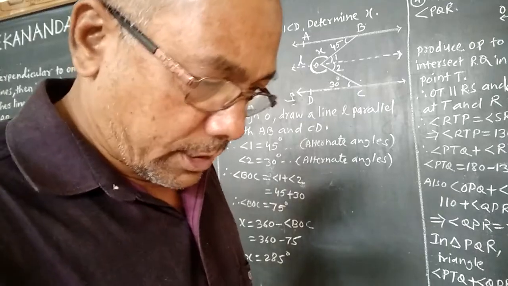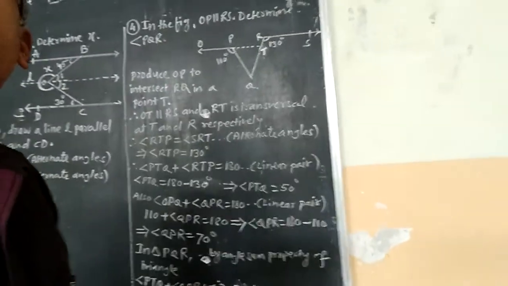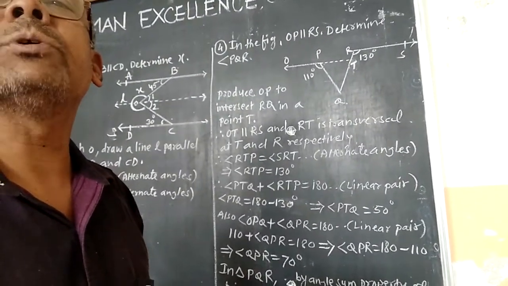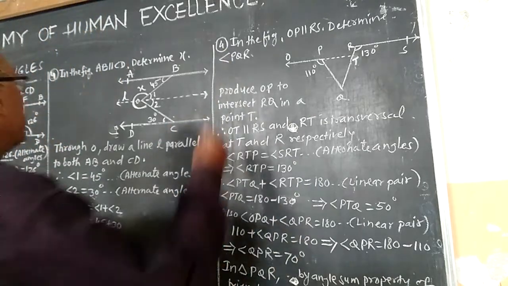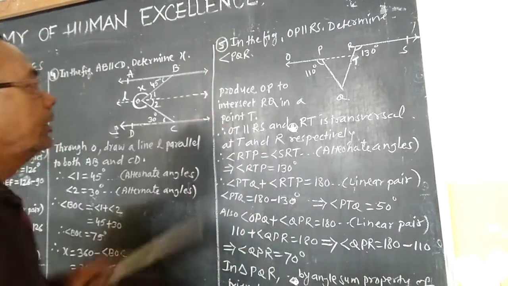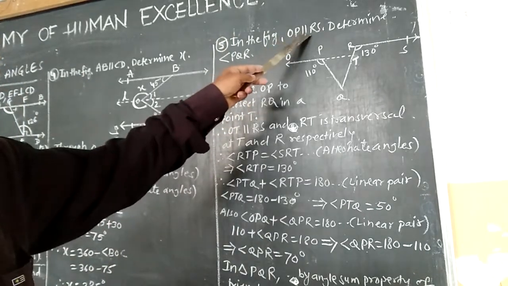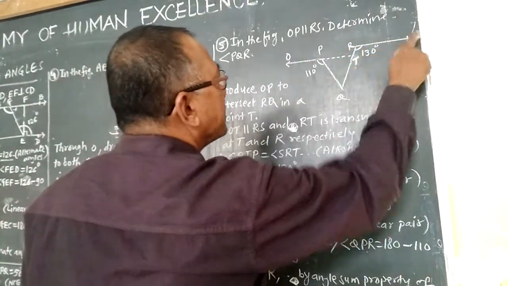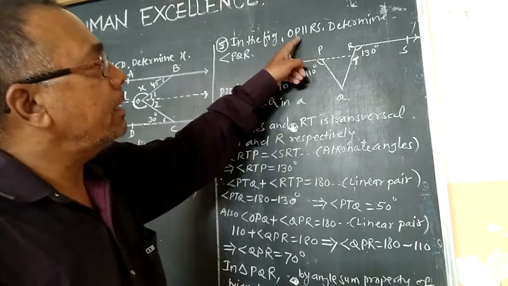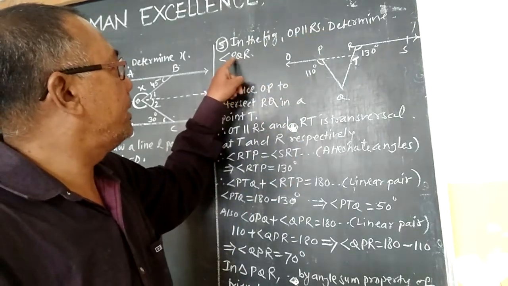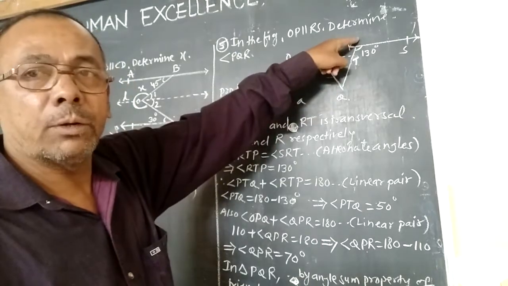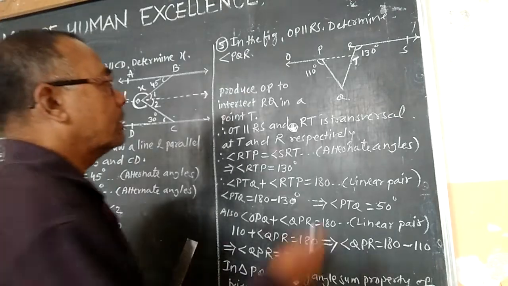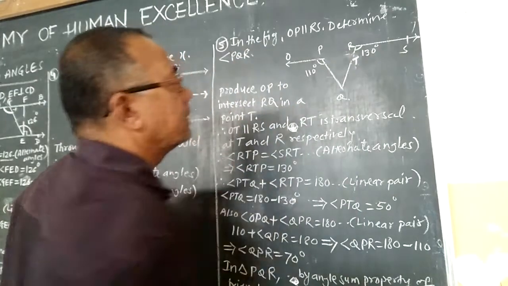Now we have one more NCERT question here, and we will see it. So write down the question here. This is the first question. In the figure, OP parallel to RES, means OP and RES, these are the two lines or rays, they are parallel. Determine angle PQR. We have to find here the value of angle PQR. Now our original question was like that.